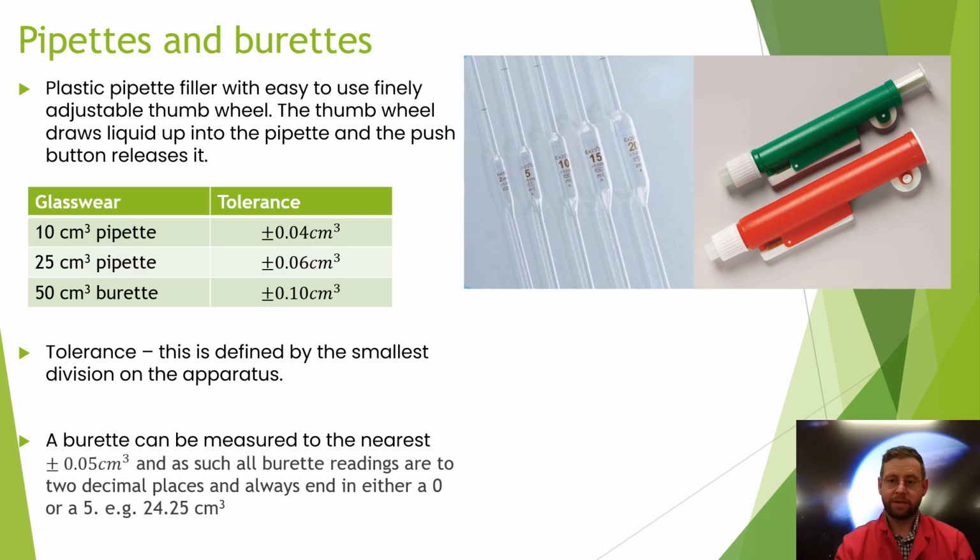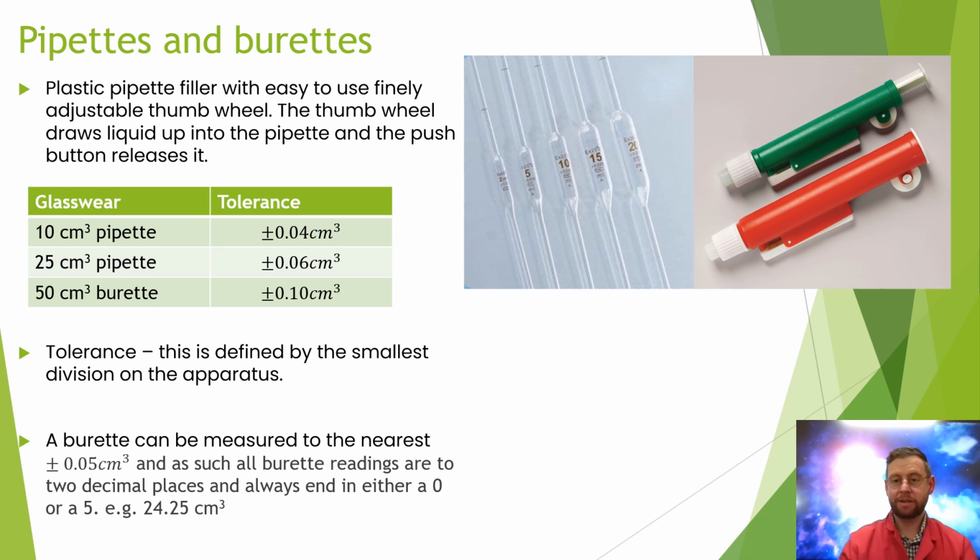Now, the tolerance of an experiment is defined as the smallest division in the apparatus. And so, the smallest division on the burette is 0.1 cm³. That means that it can actually measure to the nearest 0.05 cm³, because we can measure basically 0.05 above or 0.05 below any particular marker that we found.